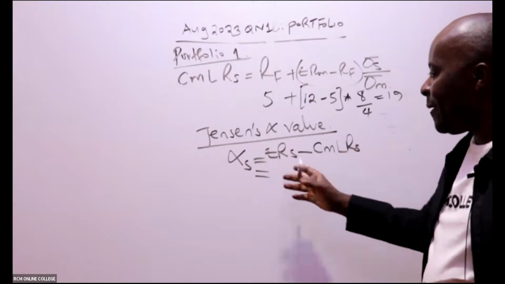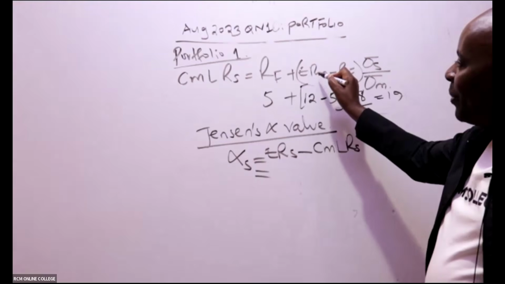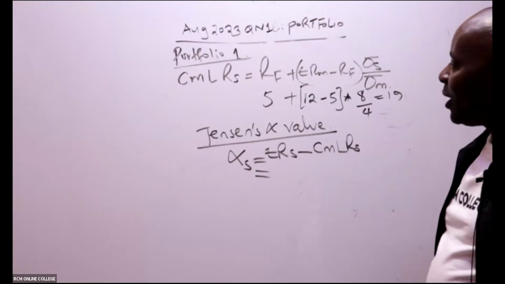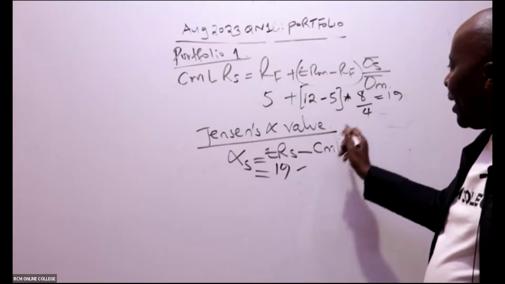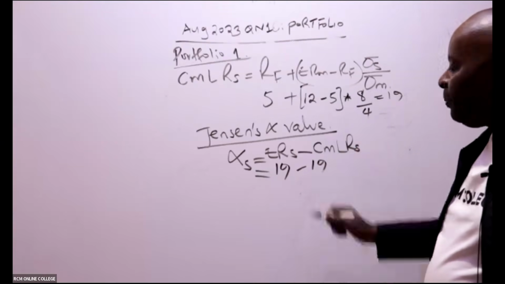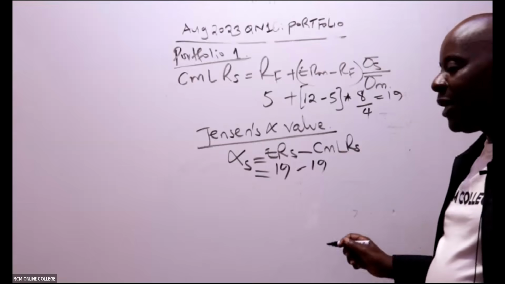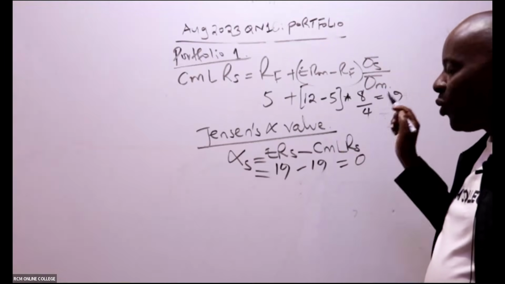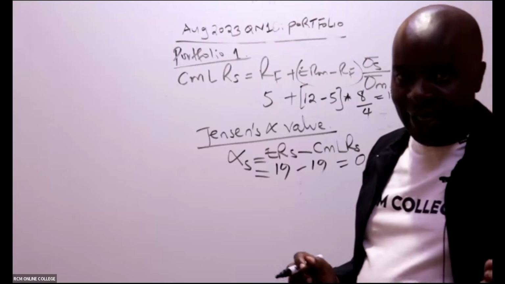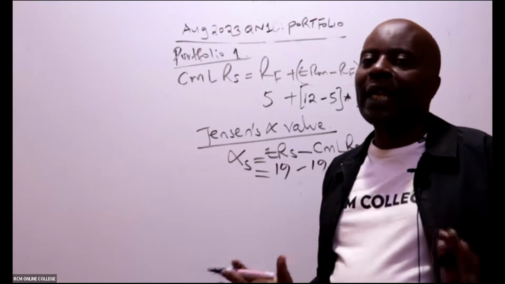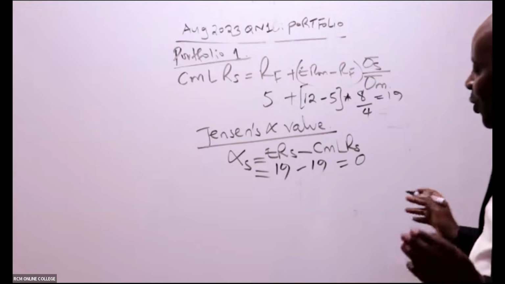Expected return is 19. So many people confuse expected return of a security with ERM. Remember, ERM is normally the same for all the securities, but this fluctuates. So then this will be 19 minus 19, which gives me what here? A profit of 0. So when the profit is 0, we say we are able to break even. When we are able to break even, we say that we are just efficient. So it means that portfolio 1 is efficient.